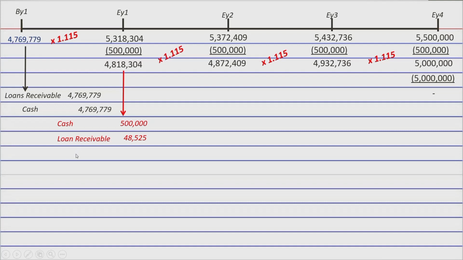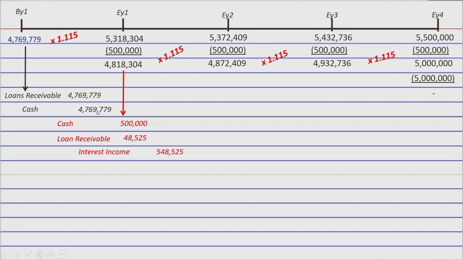Now, what's the credit? The credit is the interest income, which you can get from the difference of these two. Or, you can make it the balancing figure in the journal entry. Either way, the amount that you will get is still 548,525.